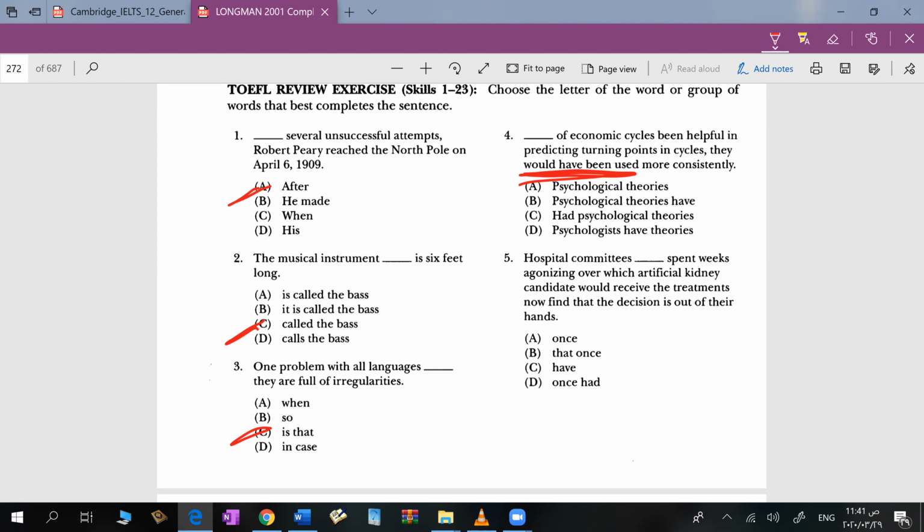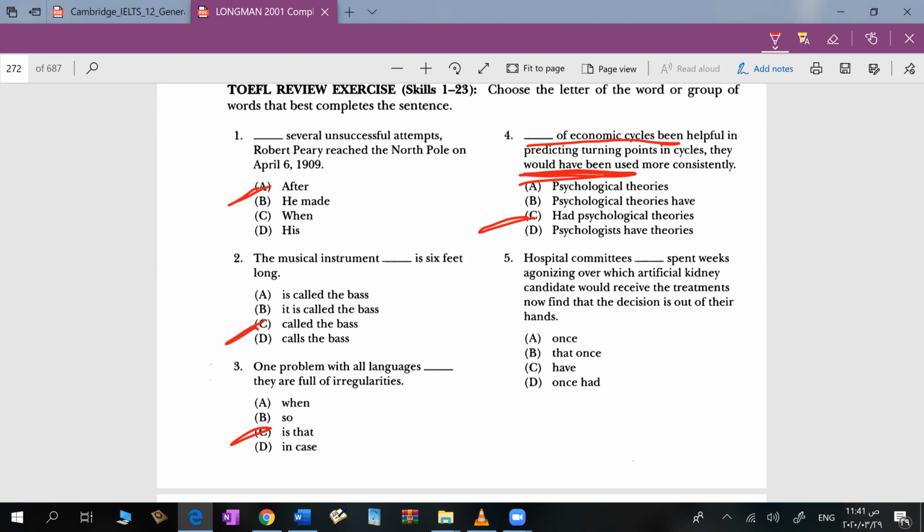No. Psychological theories. C. Had, yes. Psychological theories of economic cycles been? Yes. It means, what does it mean? Can you give me the original structure of the sentence? If the economic cycles had been. If the economic cycles have been helpful, thank you very much. This is inversion. Thank you very much.